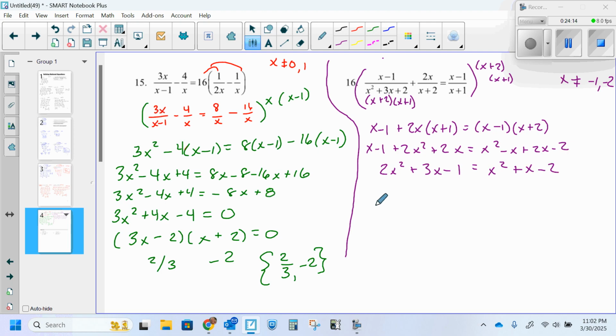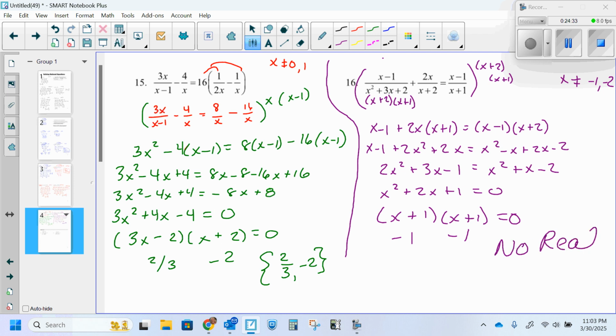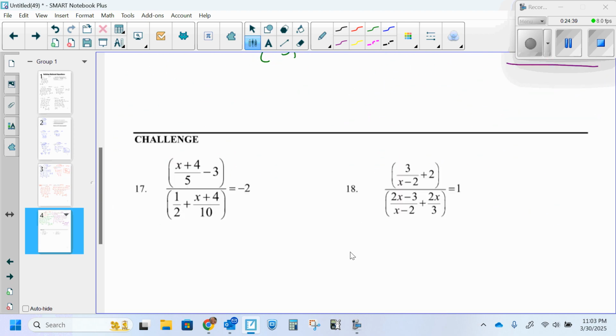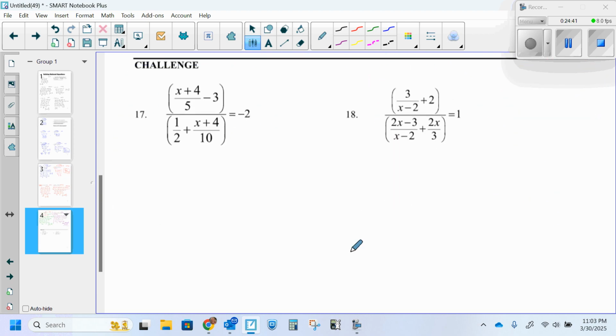Let's get everything over to the left. Subtract x squared, subtract x, add 2. Extraneous solutions. All right, two more. And then we will be done with this. Okay.